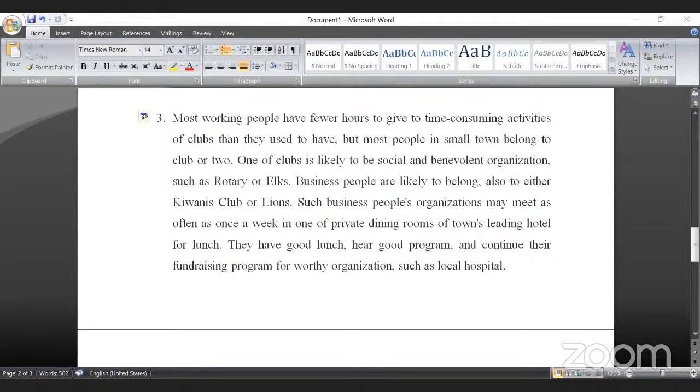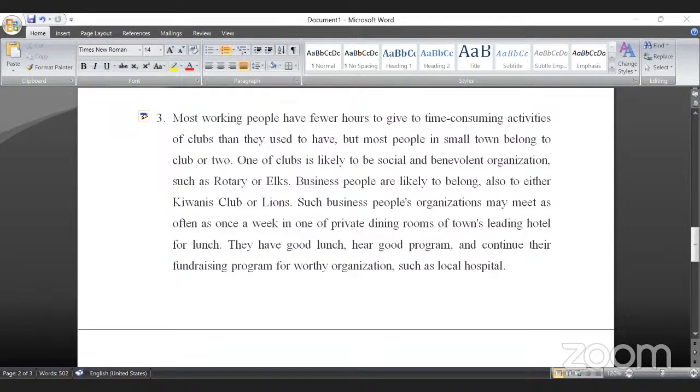Okay. So most working people have fewer hours to, all of them are generic references. Unless you are making a unique reference to something, you don't need to have 'the' at all. Most working people have fewer hours to give to the time-consuming activities of clubs than they used to have, but most people in a small town belong to a club or two. Again, this one is very similar to that reference of a day or two. So, a club or two.